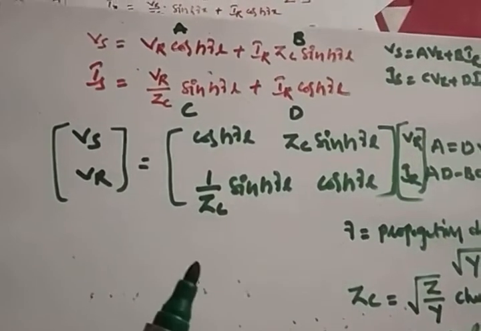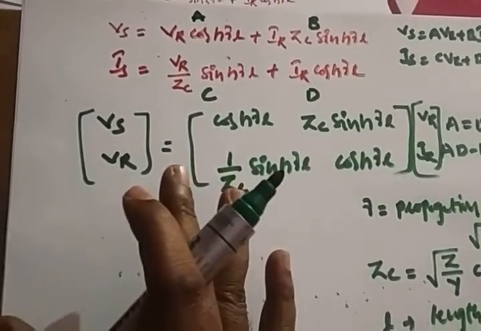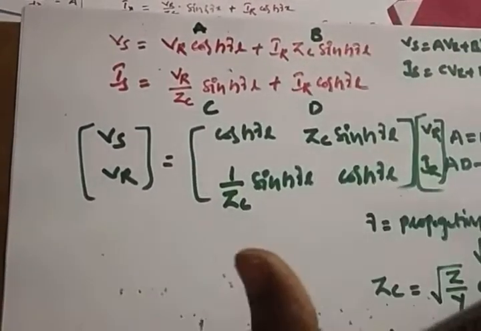This is up to now. In the next session, we'll discuss how the long transmission line can be represented with the help of the nominal T method and nominal pi method also.